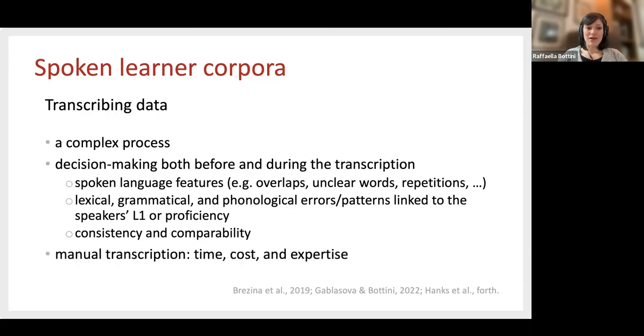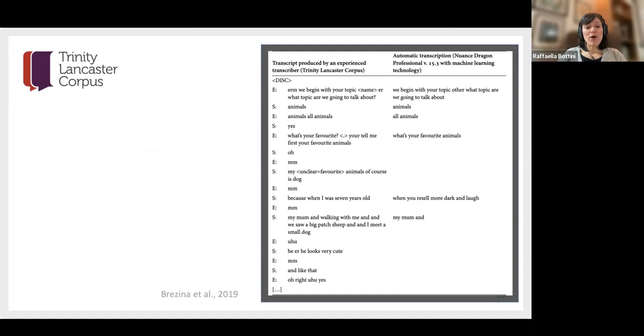And on top of all the decisions that are involved in designing a spoken corpus, and a spoken learner corpus in particular, we also have to deal with manual transcription, which is time-consuming, very expensive, and requires a lot of expertise. Why manual transcription? Well, this is just an example of an extract from the Trinity Lancaster corpus that was transcribed by an experienced manual transcriber on the left and by an automatic transcription software on the right. You can see how much is missing from the transcript on the right.